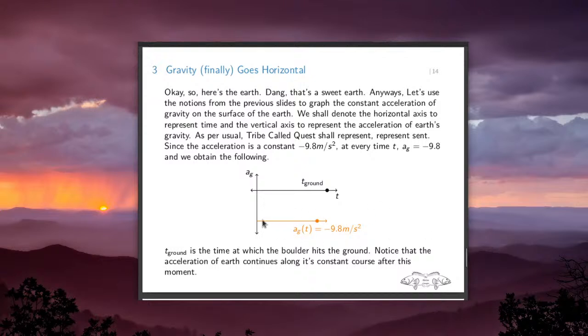And so here's how we can graph the acceleration of Earth's gravity. Isn't that exciting? It's a horizontal line. So cool.